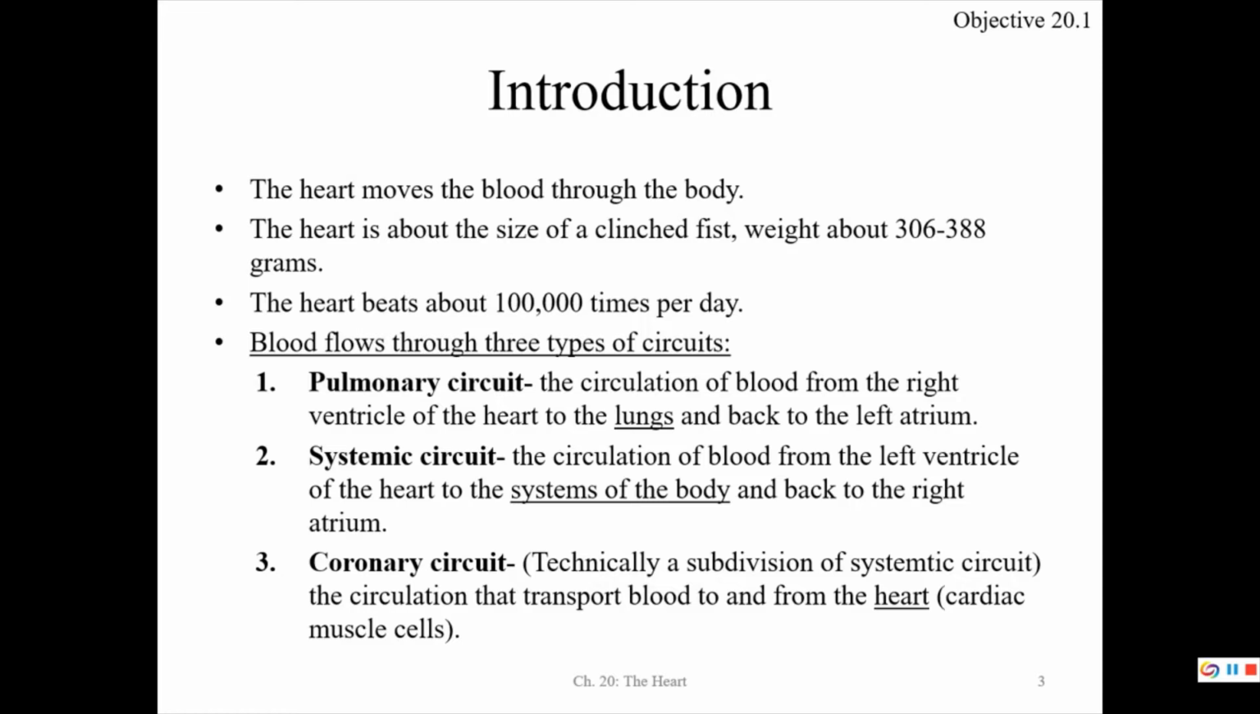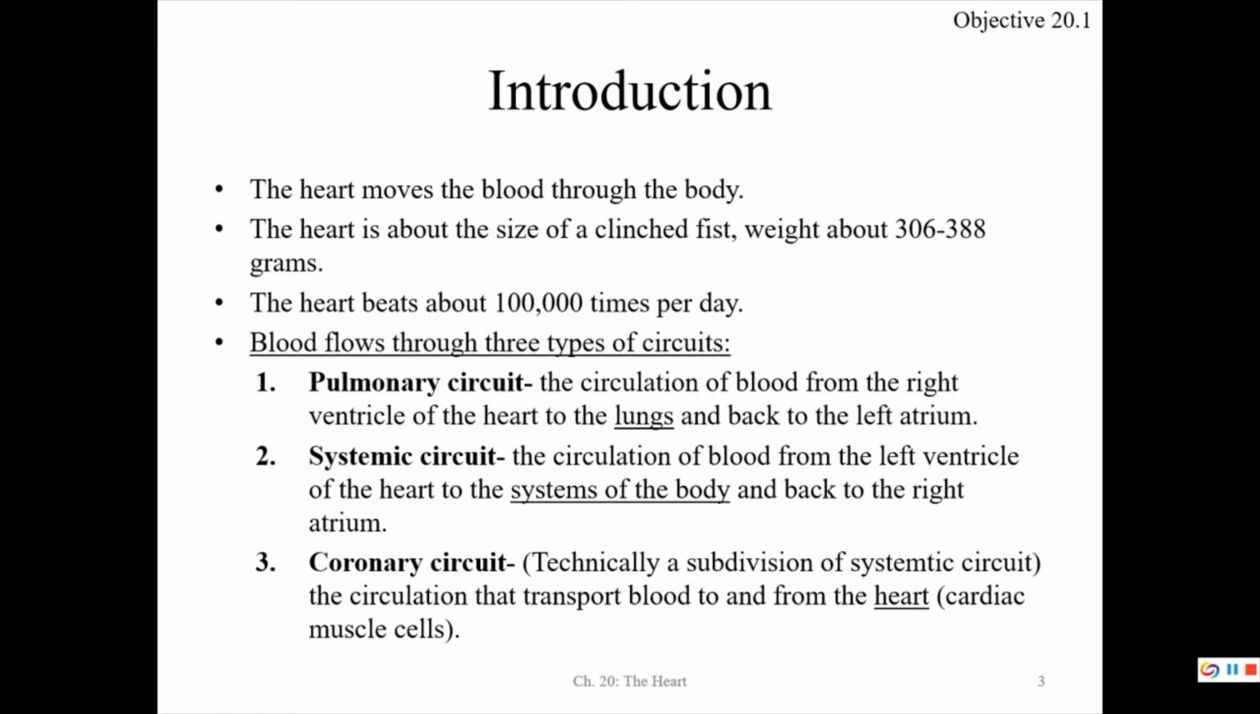The systemic circuit portion deals with body systems. We are going to start with the much thicker left ventricle, go out to the body systems, and then come back to the right atrium, which receives blood from everything else. Remember, I always say the atria are the receivers and the ventricles are the suppliers.